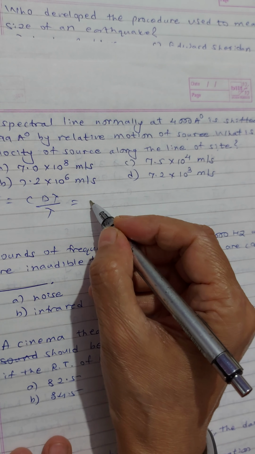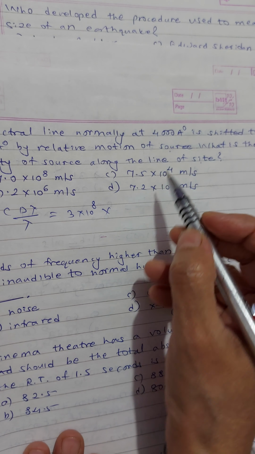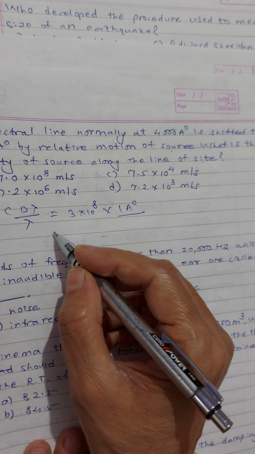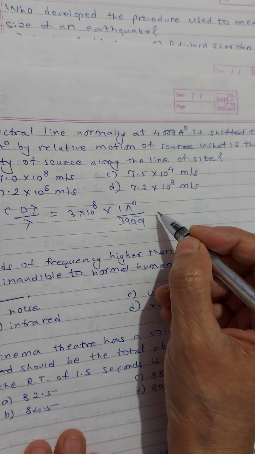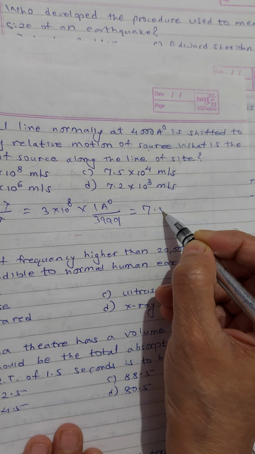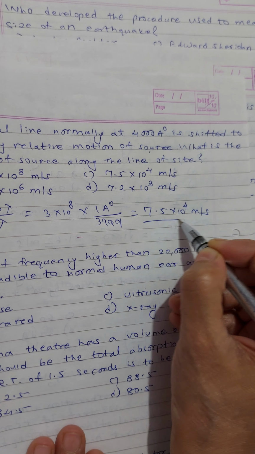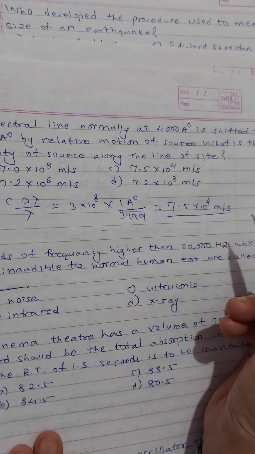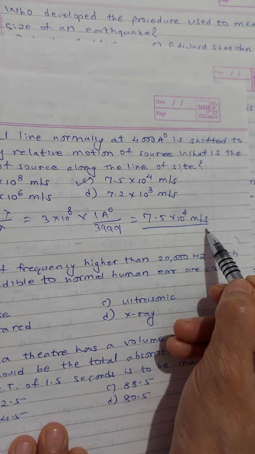Now how much is C value? Which is 3 into 10 to the power 8. How much is delta lambda? 4000 minus 3999, which is 1 angstrom. And how much is lambda? Lambda is 3999. Fine. So if you simplify this, you will be getting the answer exactly 7.5 into 10 to the power 4 meters per second. Now the calculators are allowed, so this is not difficult for you to divide this and get the answer. So therefore the perfect answer is C, 7.5 into 10 to the power 4 meters per second.